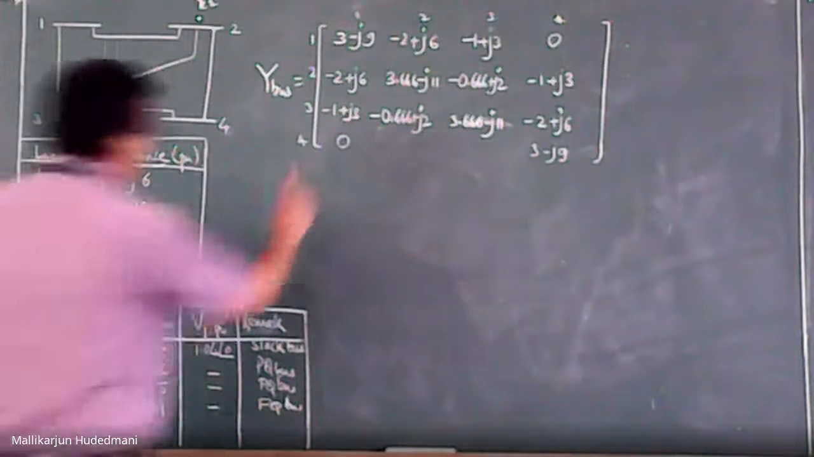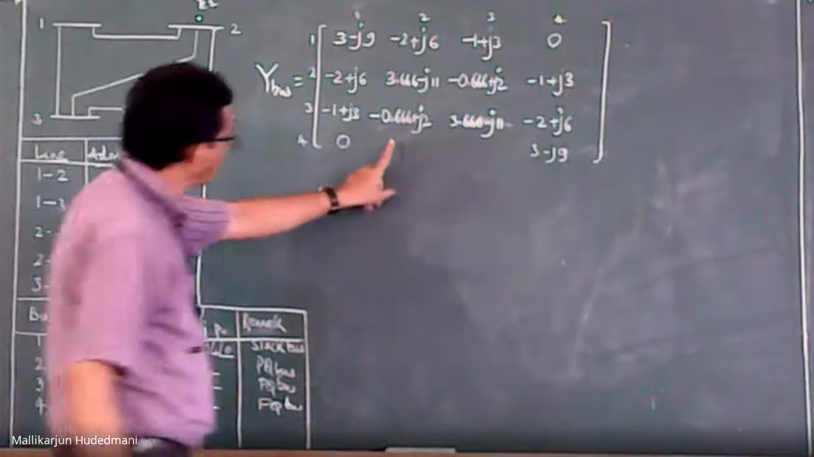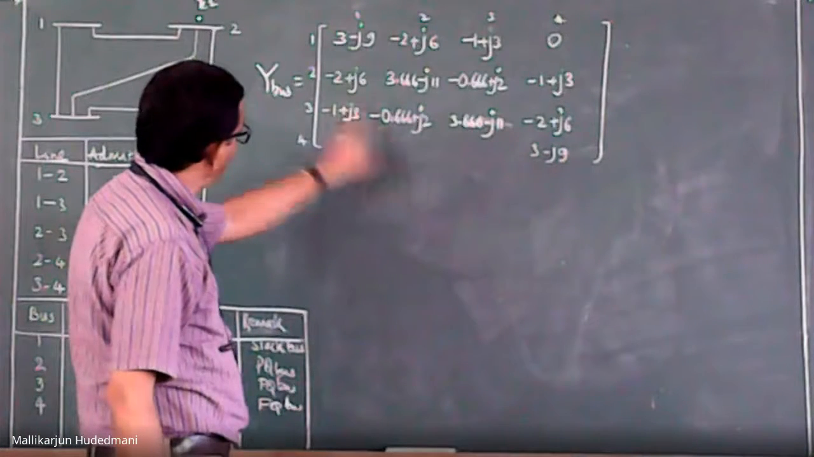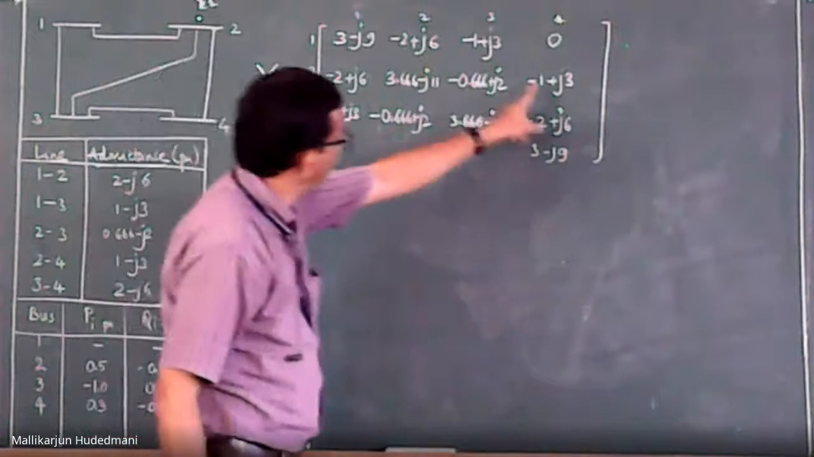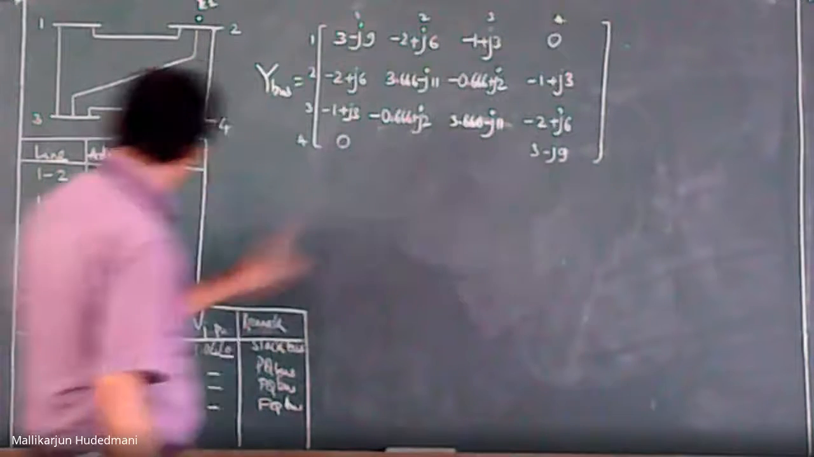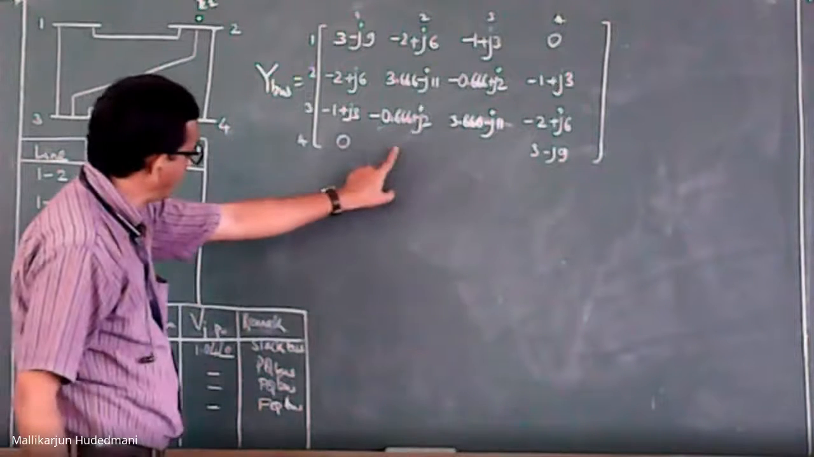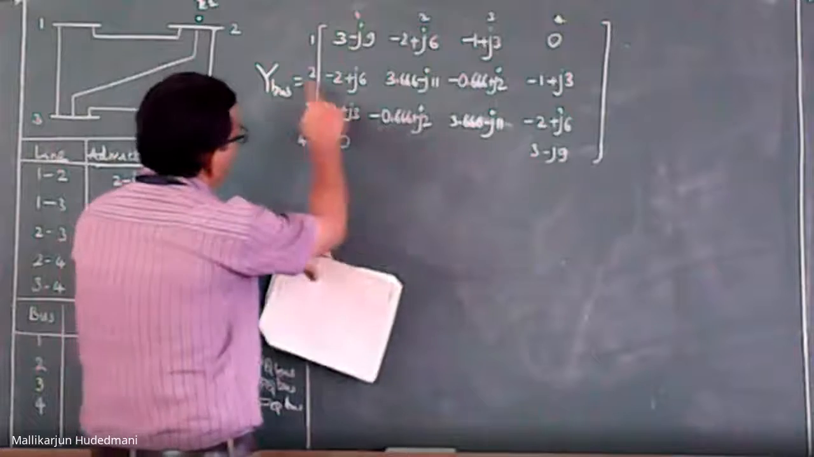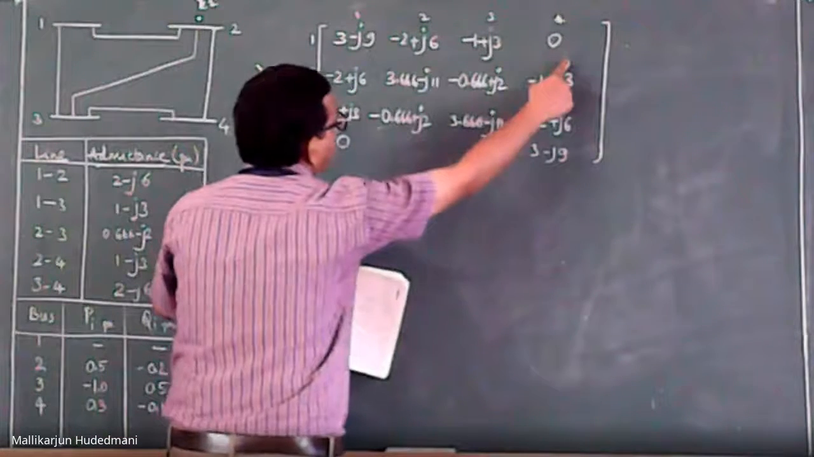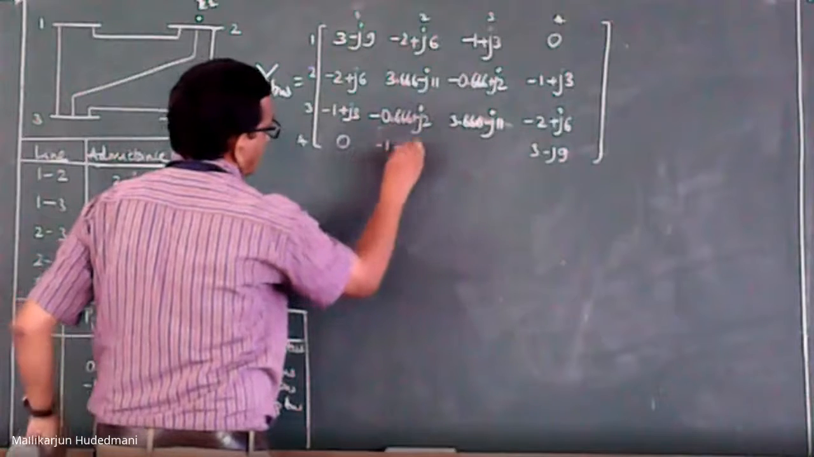Then, what is this? 4 to 2, is there any? Yes. 2 to 4, 4 to 2. 1 minus J3. It means it is also readily available. Where is this available? Look into bus number 2, bus number 4. This is there. Minus 1 plus J3. You drag and drop here. You can see 2, 4 minus 1 plus J3 you want here. It is there in the second row, 4th column. 2, 4, nothing but 4, 2. You just pick and place here. This will be minus 1 plus J3.